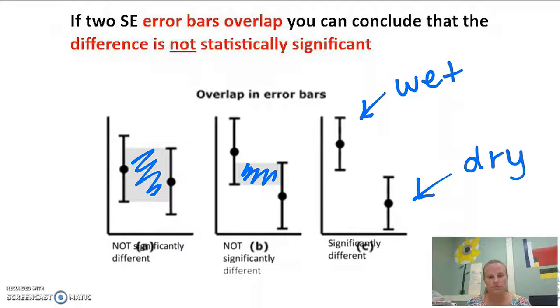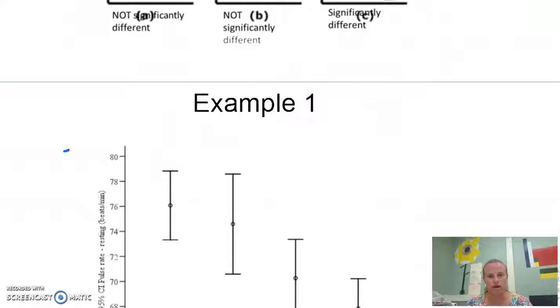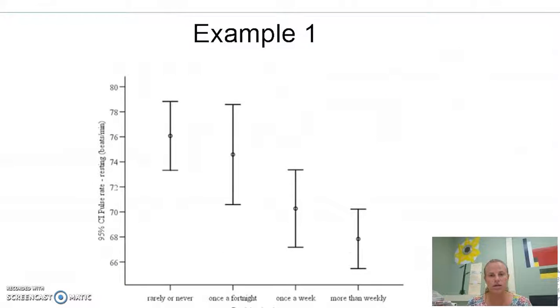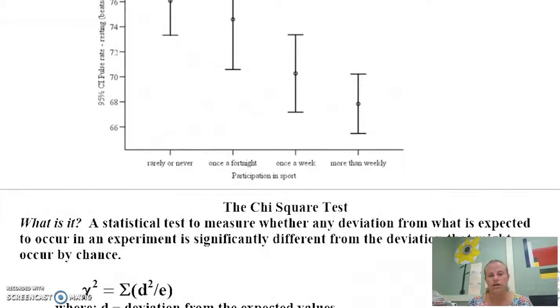Here is another example of what a graph with error bars looks like. Again, you can note where the error bars overlap and where the error bars don't overlap and what that indicates. All right, moving on, the chi-square test is another statistical tool that we will use to evaluate our data. That will be in our next video.